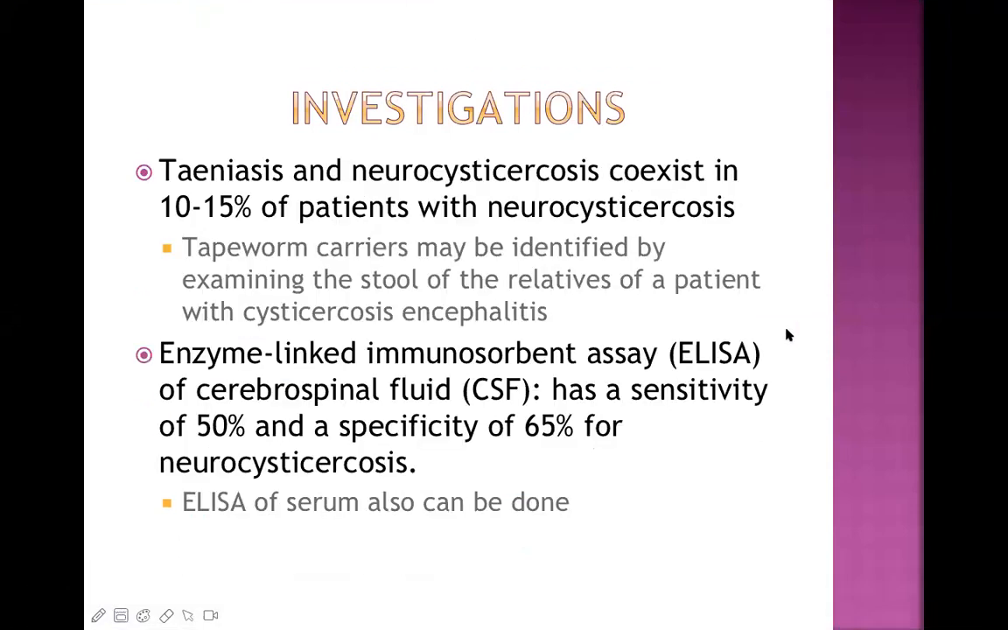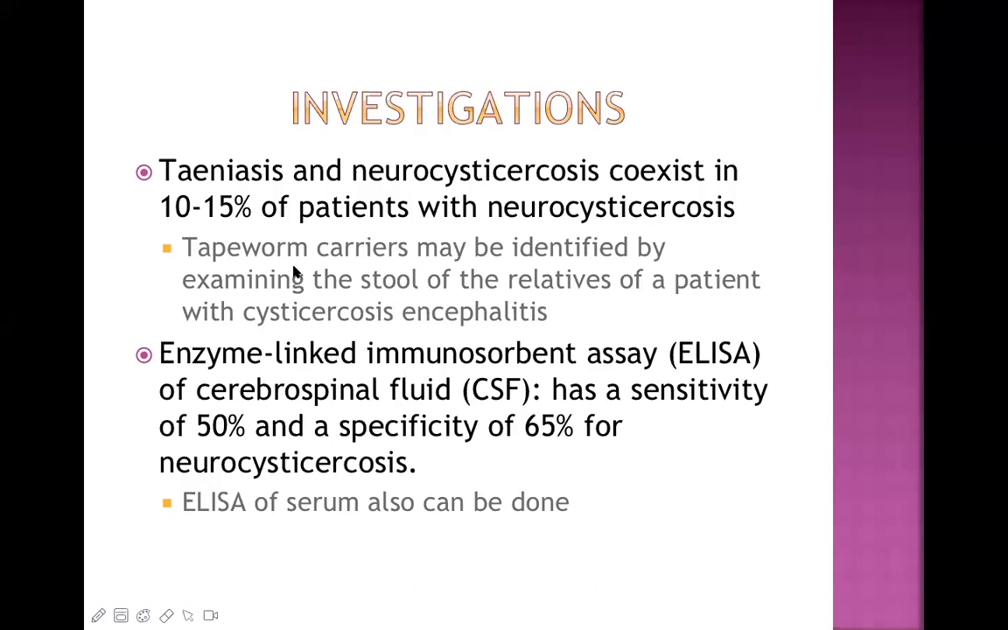Now, let's move on. Taeniasis and neurocysticercosis coexist in 10 to 15% of patients with neurocysticercosis. Taeniasis means adult tapeworm disease. Neurocysticercosis means brain involvement. So many times I told you, most commonly either you have adult tapeworm disease or you have neurocysticercosis, but not both. So in rare situations, these may coexist together. It is quite a rare situation, but it can happen.